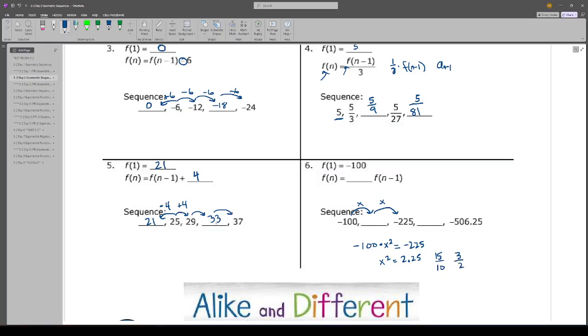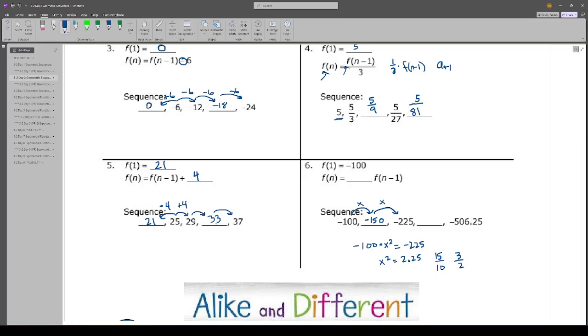Now, if we're not confident in the math that we just did, we can check our answer. So we have negative 100 times 1.5 would be negative 150. Half of negative 150 is negative 75, and that would indeed take us to negative 225 as our next step.